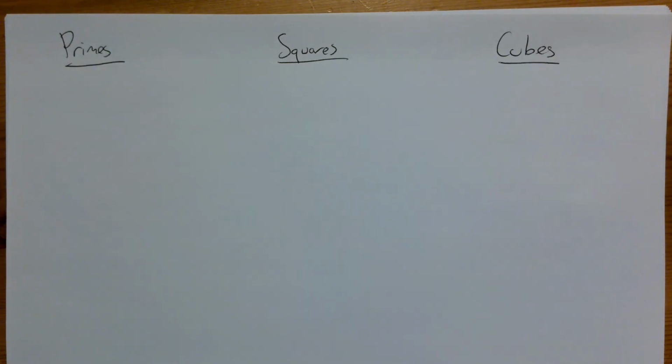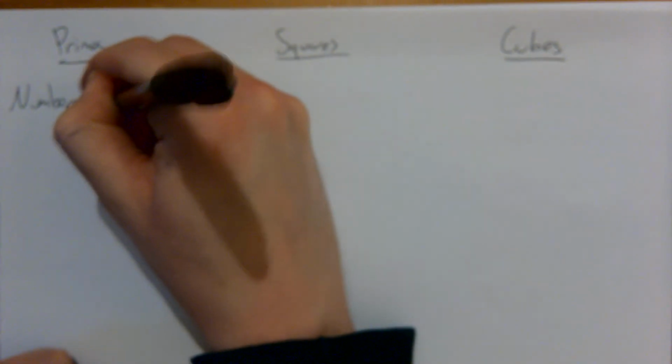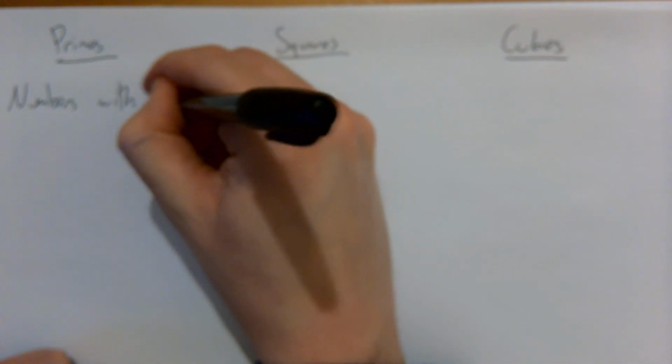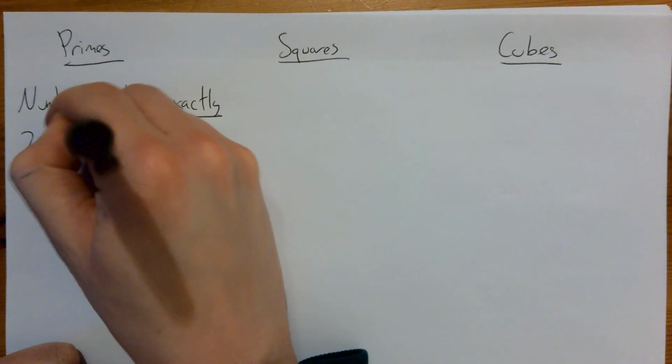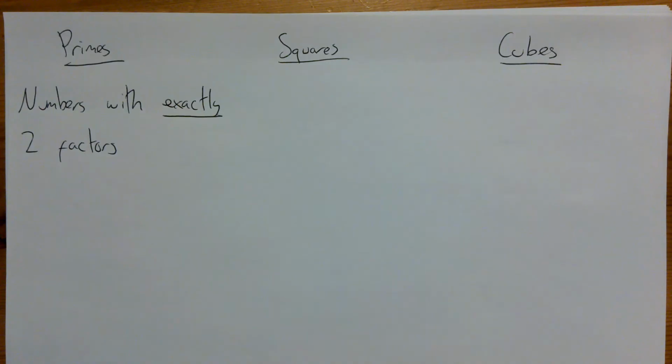Next, let's have a look at primes, squares, and cubes. We talked about primes, I think, in Wednesday's lesson. Primes are numbers with exactly, exactly being an important word there, 2 factors. We made a note of those numbers yesterday. Pause the video now. Without looking at the note we made yesterday, can you remember which are the prime numbers up to 30? Write them down now as best you can. Pause the video, then come back to me.